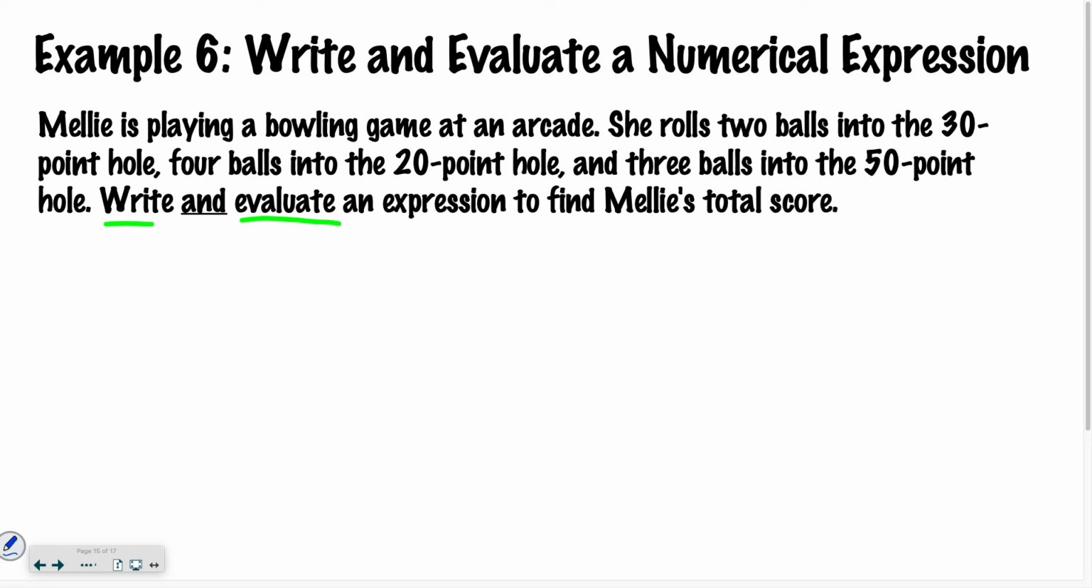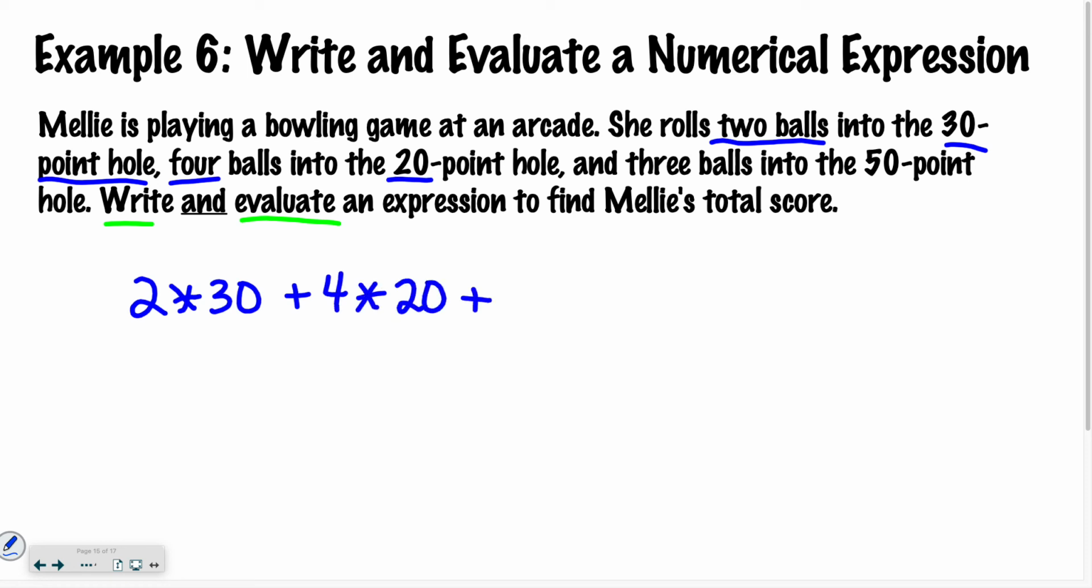All right, so the first thing we find out, she rolled 2 balls into the 30-point hole. So we would say 2 times 30. And if we're trying to find a total score, we're going to keep adding things together, right? And then we have 4 balls into the 20-point hole. So I would say 4 times 20, and I would keep adding. 3 balls into the 50-point hole, I would say 3 times 50. So this is my first answer for this question. This is the writing the expression.